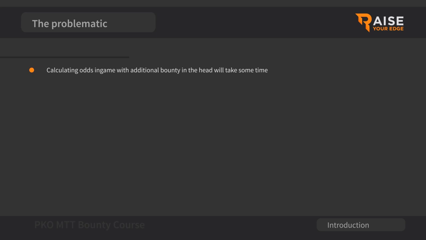And when a bounty is involved, so when you're playing a PKO, for example, then you will have to take the value of his bounty in chips. So first recalculate this in chips, then add this to the pot, then you're getting new pot odds, and out of those new pot odds, you have to calculate the equity again. And this calculation in-game will take some time.